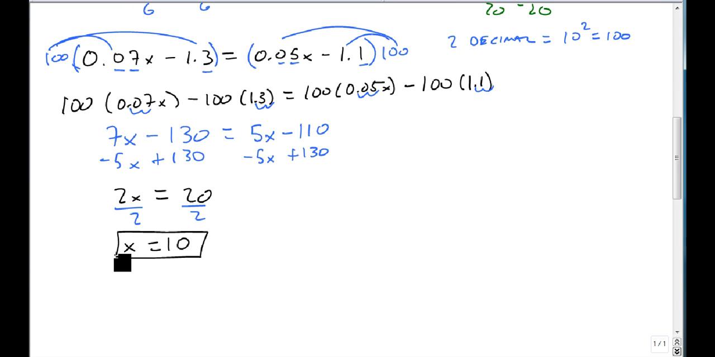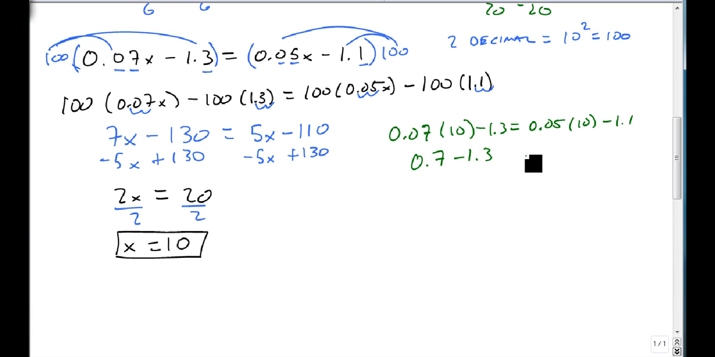Let's find out. Is 0.07 times 10 minus 1.3 the same as 0.05 times 10 minus 1.1? Well, multiplying by 10 just moves our decimals. So we have 0.7 minus 1.3 equals 0.5 minus 1.1. Remember, we should be putting question marks because we're not sure this works yet. 0.7 minus 1.3 is the same as 1.3 minus 0.7 with a negative sign. So that's going to be minus 0.6.